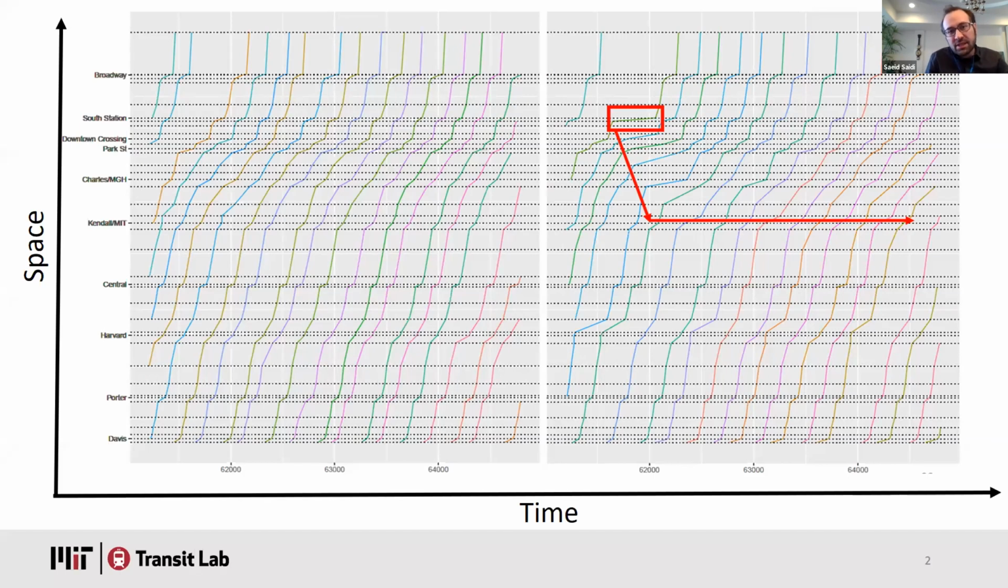This type of incident or interruption is pretty common, especially in older systems. And the shape of this delay propagation really depends on initial conditions. What are the dispatched headways? Where is the location of that initial disruption? The duration of that, and even the dwell times or the demand in the system.